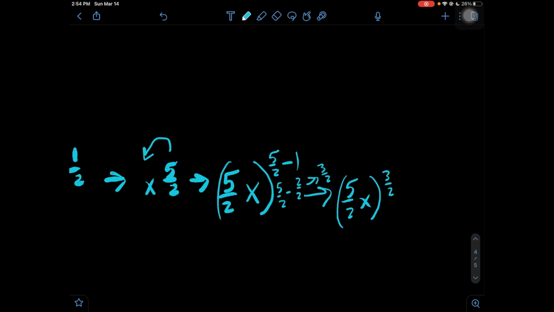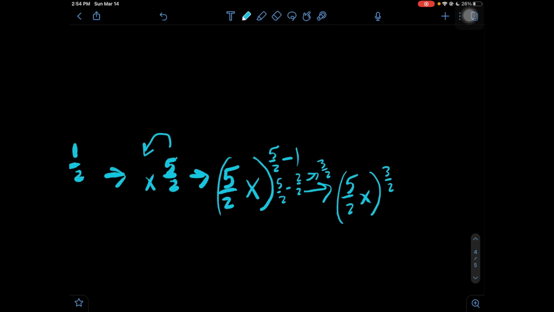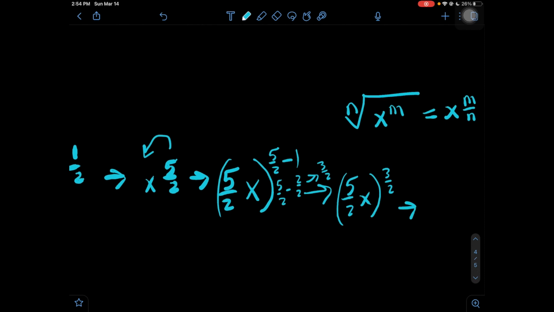And if you remember, when we have a fraction exponent, we have roots. So remember, the base form for this was the nth root of x to the power of m equals x to the power of m over n. So we have this form right now, where we have x to the power of 3 over 2. We don't want to worry about the coefficient of 5 over 2 just yet. So right now, let's make this into a root.